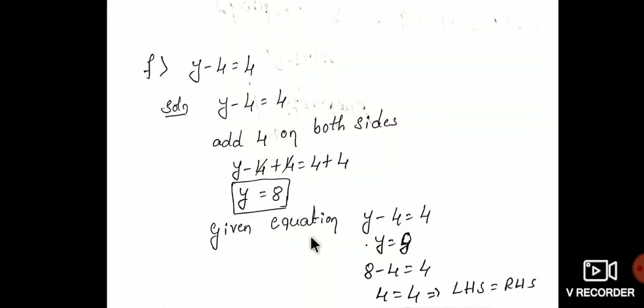So next we have to solve the equation. We know the y value, now we have to solve the equation. The given equation is y minus 4 is equal to 4. The value of y is y is equal to 8. In the place of y, we should substitute the value 8. So 8 minus 4 is equal to 4. So 4 is equal to 4. LHS is equal to RHS. Then the equation holds.